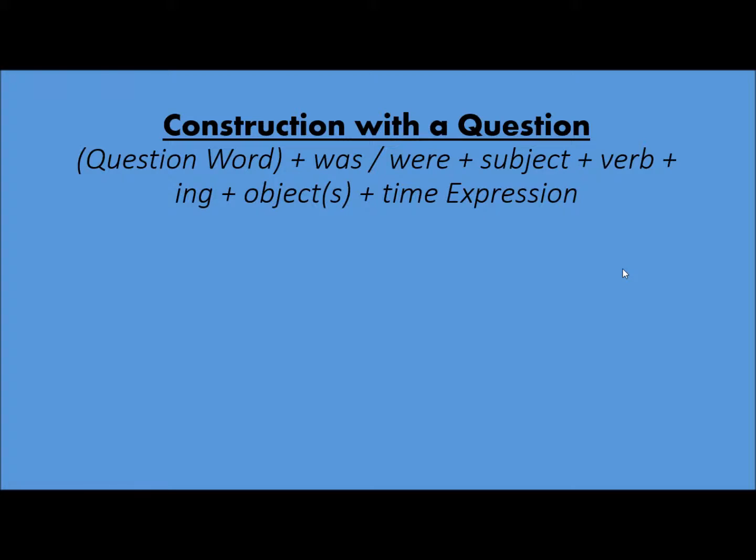How do you make the construction of the past progressive with a question? Start with your question word, use your helping verb was or were, plus a subject and the verb ing and an object and time expression. Let's look at an example. What were you doing when Tom gave you the bad news?